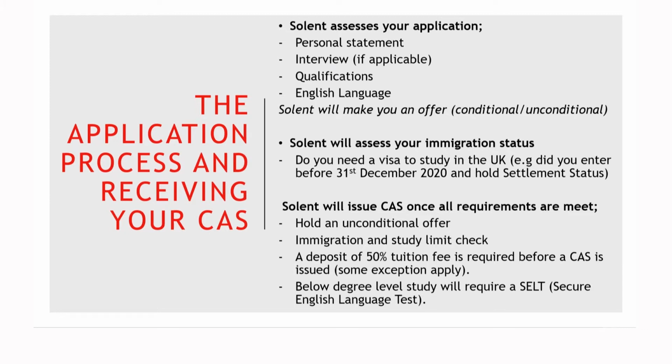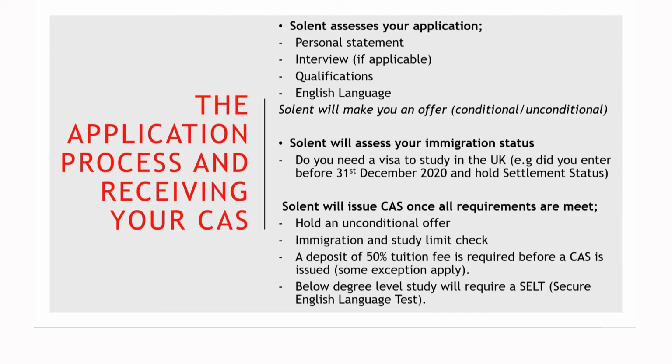Once we have assessed your application, if we make you an offer, it's likely to be a conditional or an unconditional offer. Unconditional means you have already met all the conditions of your offer and you are guaranteed a place on the course. A conditional offer, which is most likely for most students, means that you're guaranteed a place on your course provided you meet certain conditions. And those conditions are likely to be to pass the qualification that you are currently undertaking, and in some circumstances to pass an English language test as well.